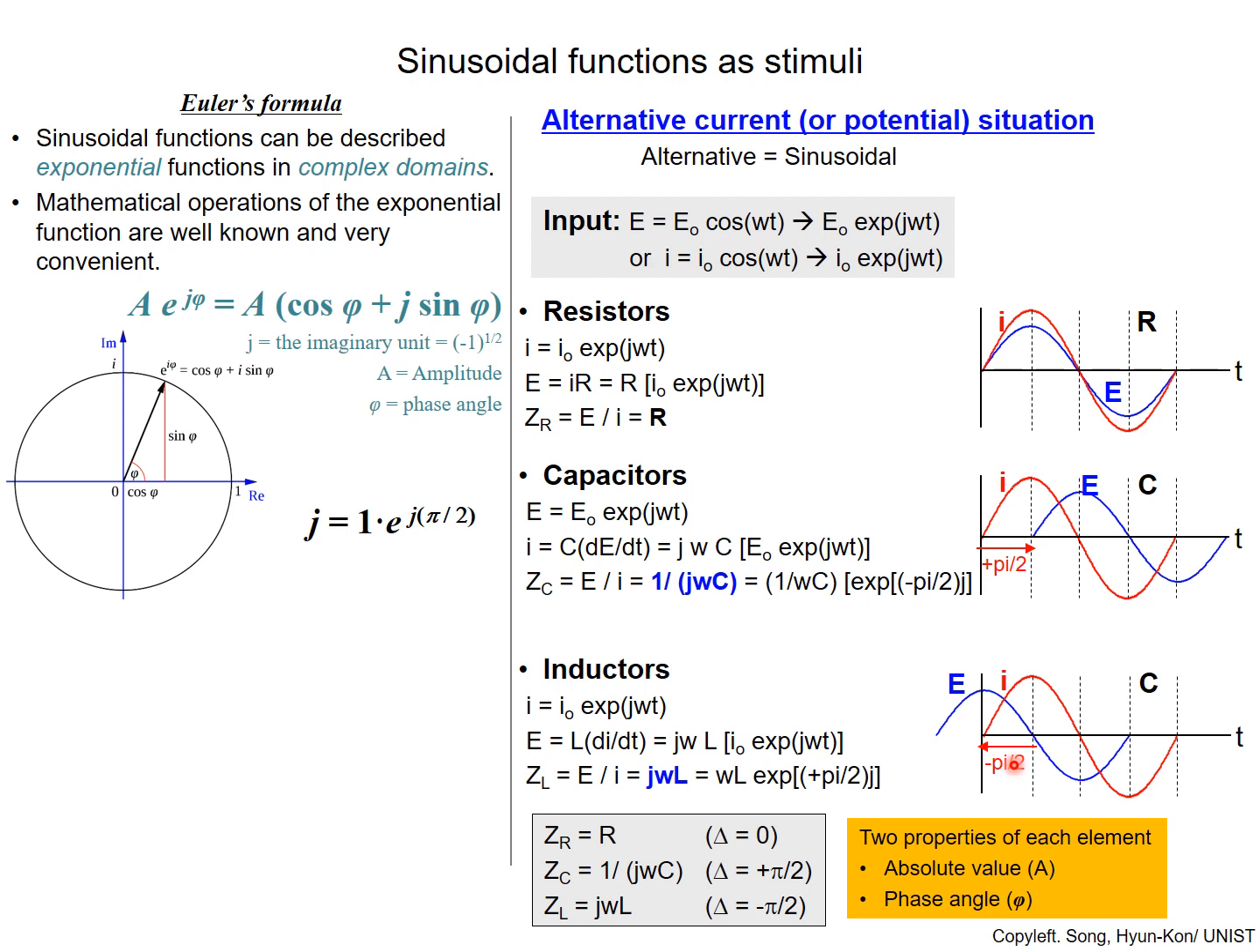Okay, anything is okay. But here is the summary. You should memorize the amplitude of impedance of each element plus the phase change. How about resistor R? No phase change. And how about capacitor? 1 over j omega C, and the phase angle change is plus 90 degrees. How about inductance? Minus 90 degrees, or minus pi over 2.